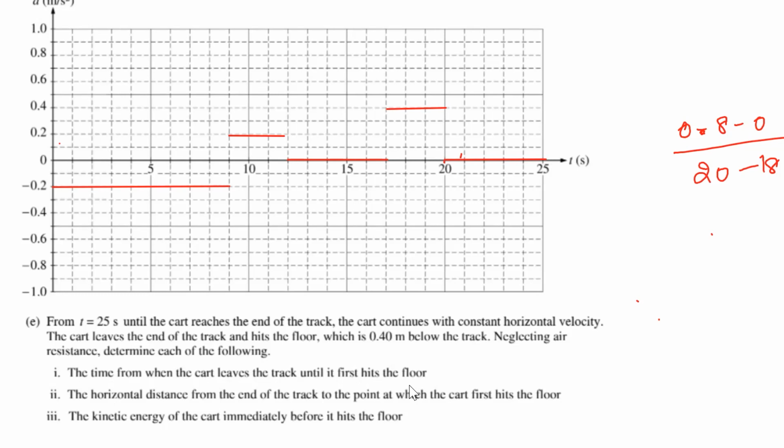For that, we need to find the time period. We will use the kinematic equation s is equal to ut plus half at square. In order to calculate the time, we will consider the vertical motion. In vertical motion, the initial vertical velocity is 0. So it becomes s is equal to half at square, and from here t is equal to root 2s by a. Here a is equal to the acceleration due to gravity, so a is equal to g. So 2 into s, which is 0.40.